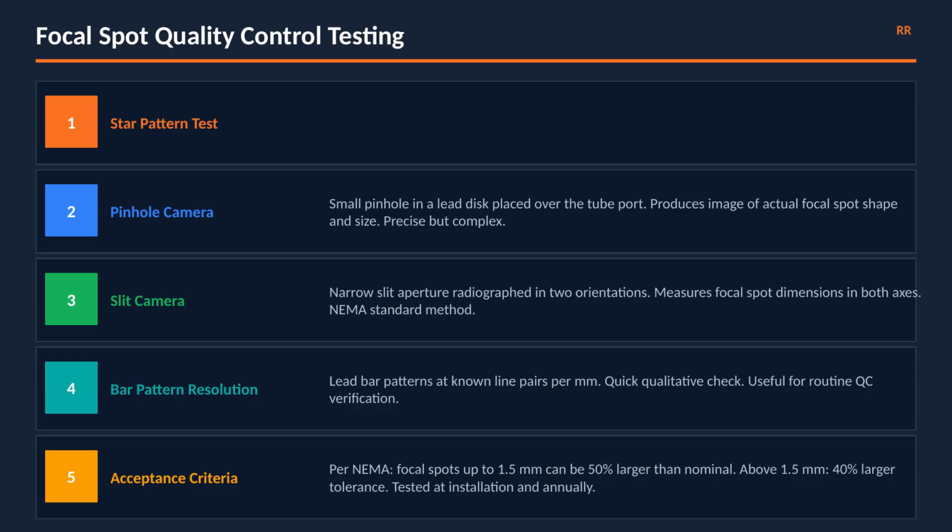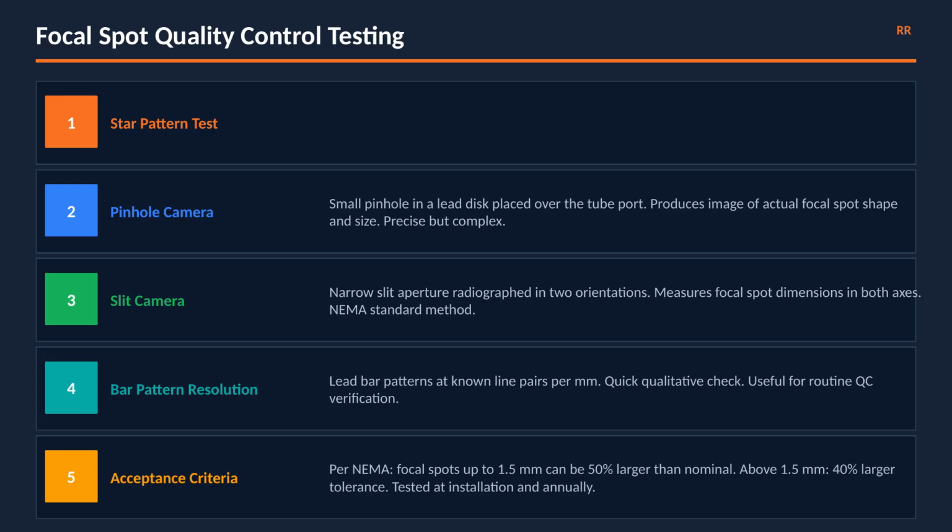Precise but complex setup. The slit camera, a narrow slit aperture radiographed in two orientations, measures focal spot dimensions in both axes independently. This is the NEMA standard measurement method. Bar pattern resolution, quick qualitative verification using lead bar patterns at known line pair values. Good for routine checks between detailed measurements.